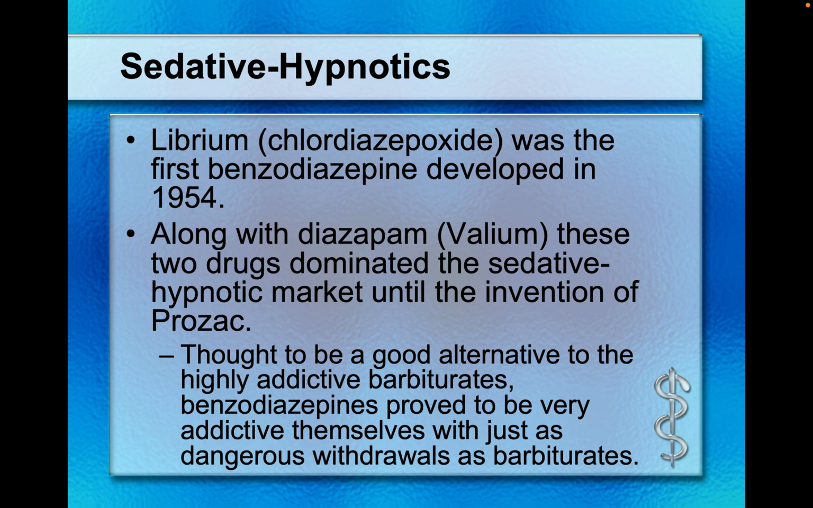Chlordiazepoxide was the first benzodiazepine, developed in 1954. Along with diazepam, Valium, these two drugs dominated the sedative hypnotic market until the invention of Prozac in the 1990s. Thought to be a good alternative to the highly addictive barbiturates, benzodiazepines proved to be very addictive themselves, with just as dangerous withdrawals as barbiturates.